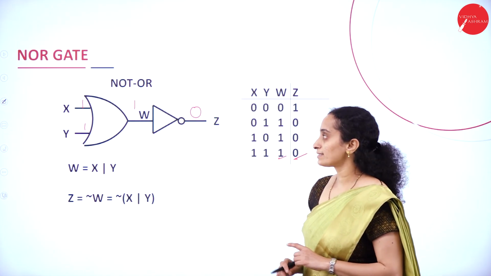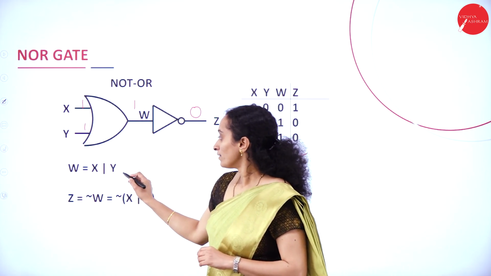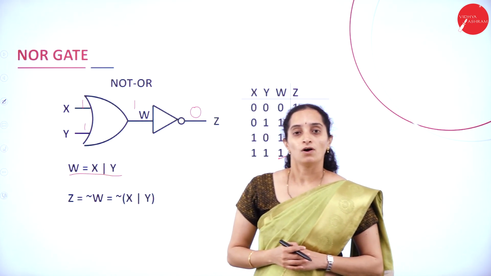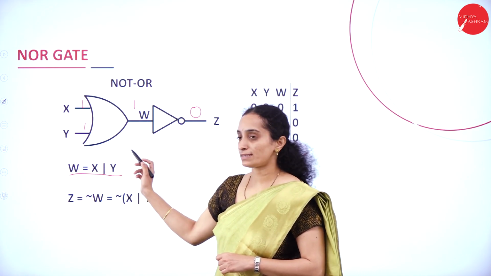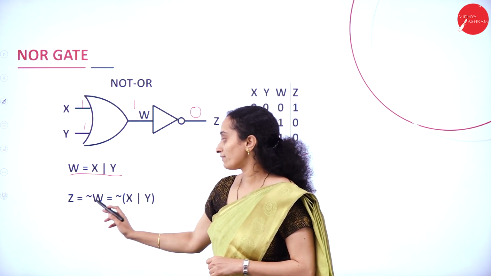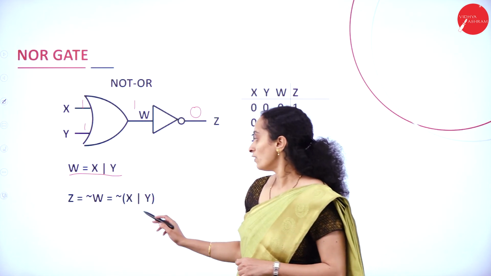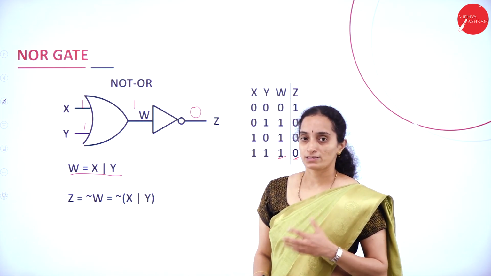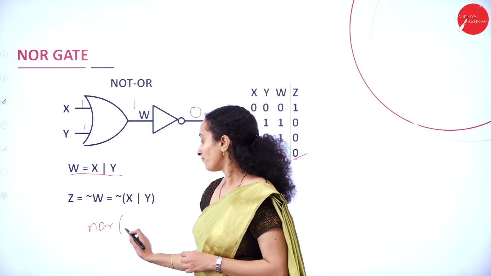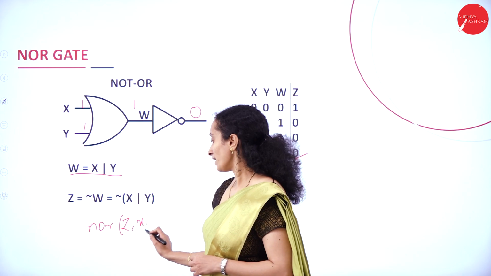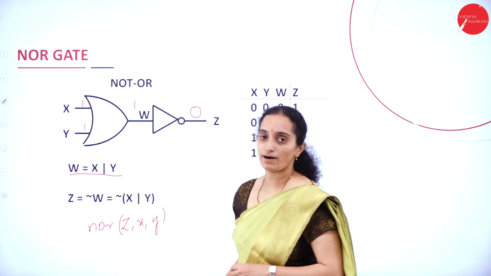Okay. So these are the two. The NOR gate can be represented as intermediate W equals X or Y, Z equals complement of W, or complement of X or Y, or you can represent it like this: NOR of Z comma X comma Y.